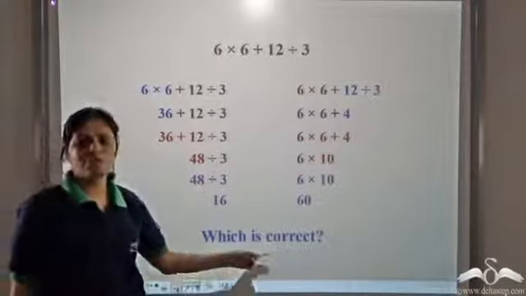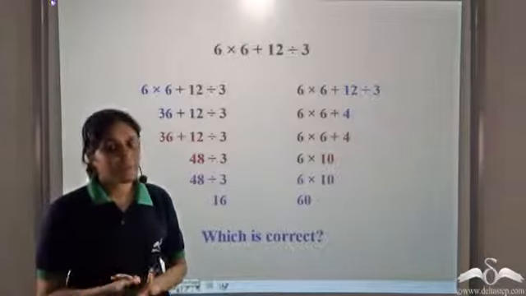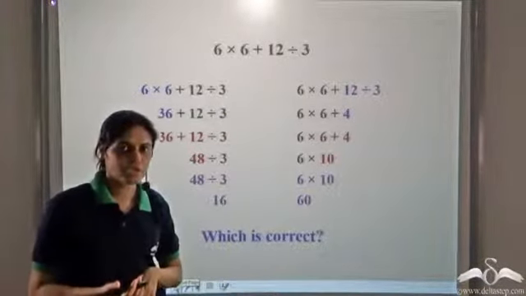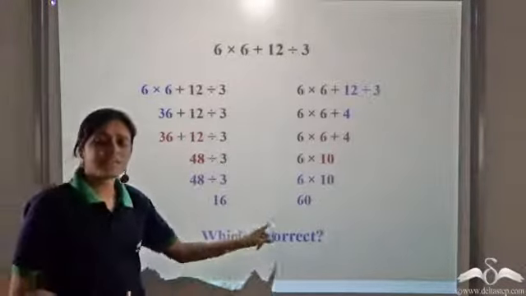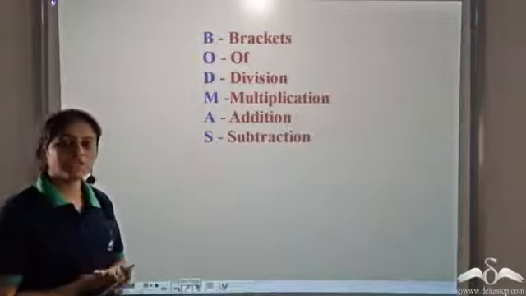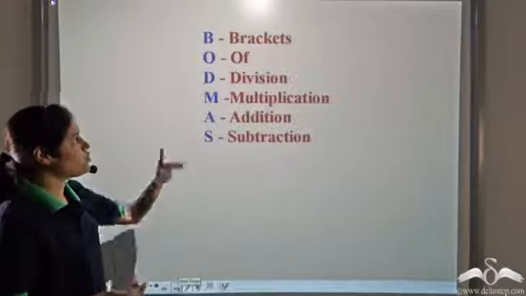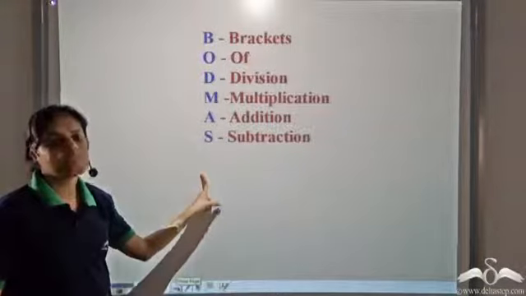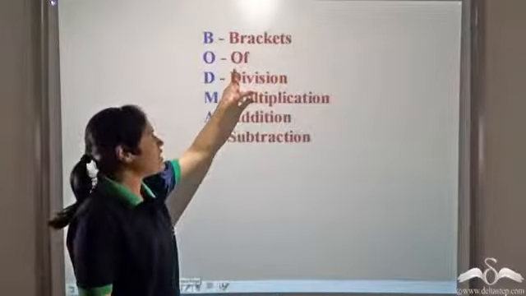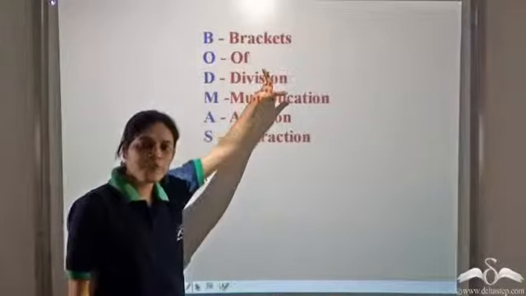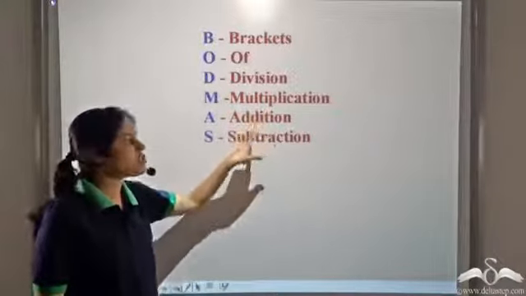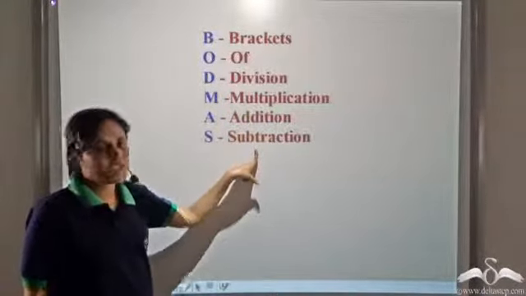So which of them is actually correct? We know that in mathematics, one problem cannot have two different solutions. So which is correct? We need to have a set of rules for calculating this, and the set of rules is given as BODMAS. First, we calculate the brackets, then we calculate all the offs, then we calculate all the division, then multiplication, addition and subtraction.